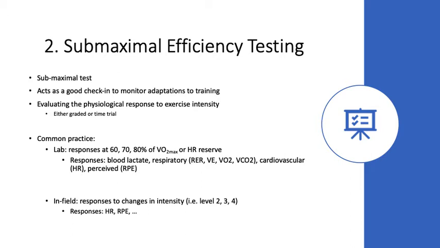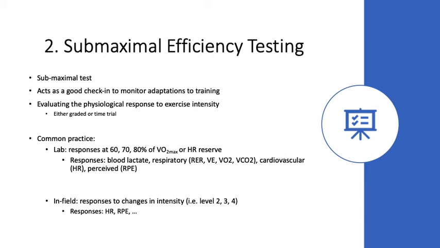What's common practice, and what I've done quite a bit in the lab when I want to do submax efficiency testing for athletes, is I get them to sit on a bike or a treadmill at 60, 70, 80% of either their VO2 max that I determine in a direct aerobic assessment or their heart rate reserve. For each of those stages at 60, 70, and 80% intensities, I monitor their blood lactate, their respiration if I have access to it, their heart rate response, and their perceived exertion or RPE. And what you should see over time is that those intensities should become easier.